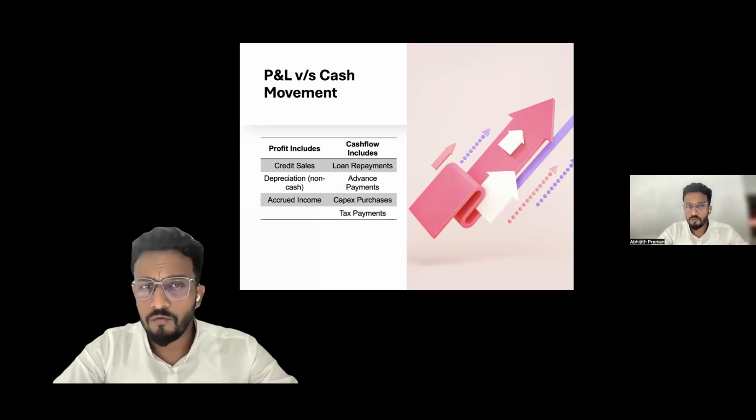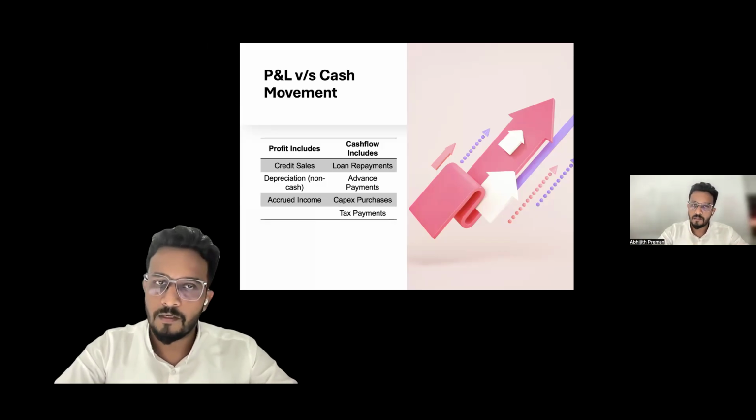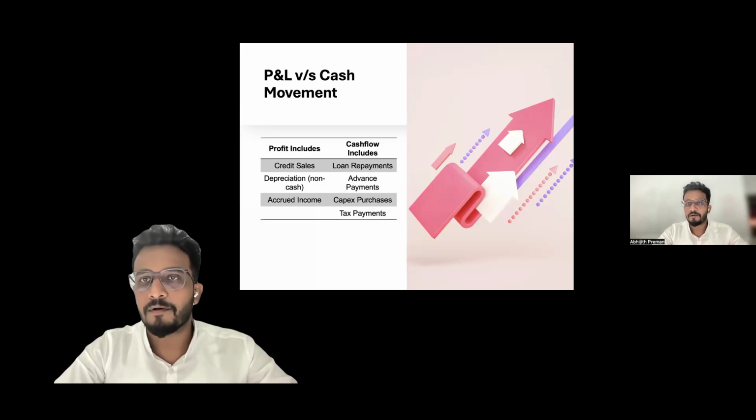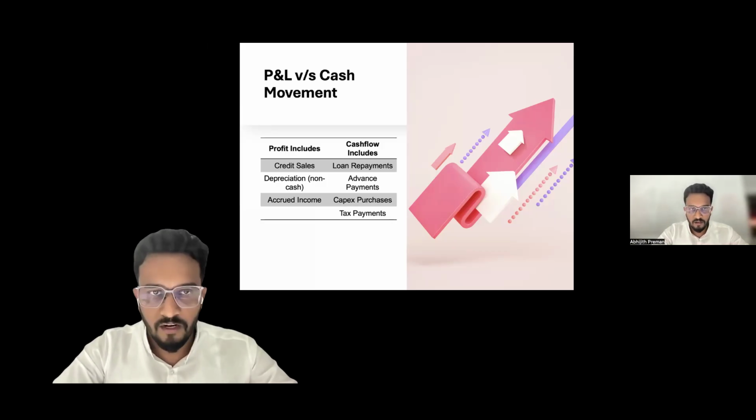Now, if you go to cash flow, loan repayments are a part of cash flow, but loan repayment does not come in your profit and loss account. In your profit and loss account, only income and expense will be elements. So loans, assets and liabilities are never part of the profit and loss statement.